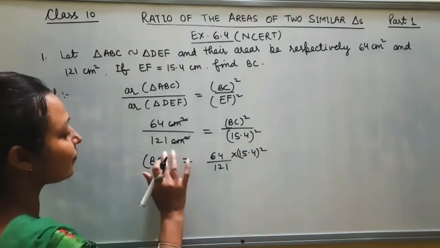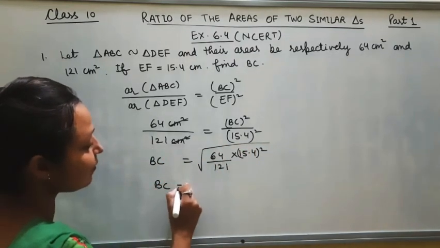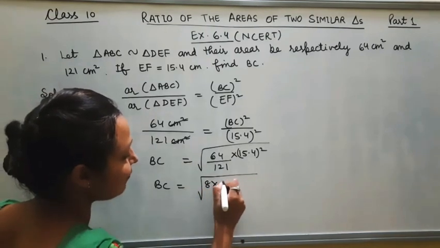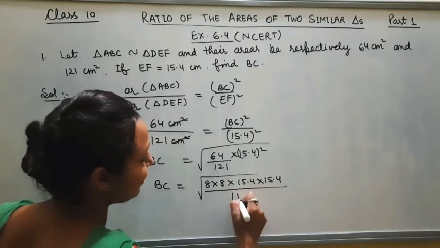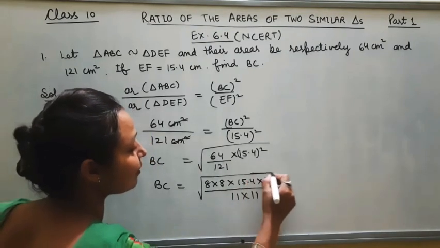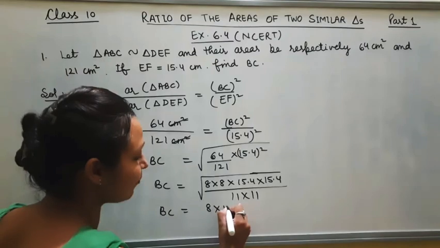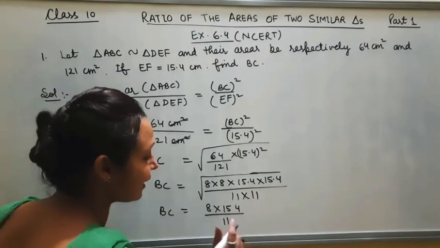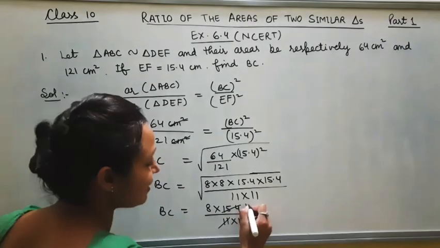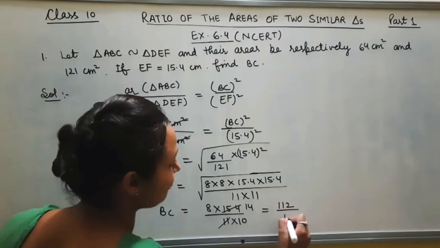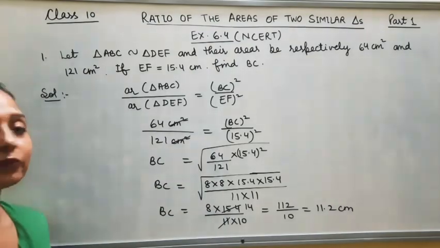When the square is converted into roots, you can take the values here. BC is equal to 8 8s are 64, and this is 15.4 into 15.4, and this is 11 into 11. So I will take all the terms out of the under root: 8 into 15.4 upon 11. You can take the decimal in the denominator and cancel this. 11 1s are 11 and 14, this is 112 upon 10, that is 11.2 centimeter. So this is the very simple way of doing question number first.